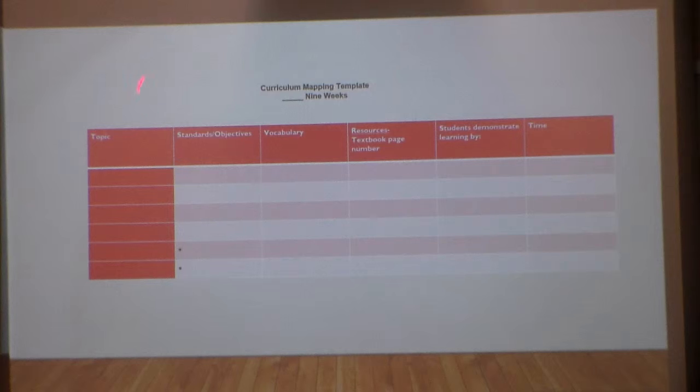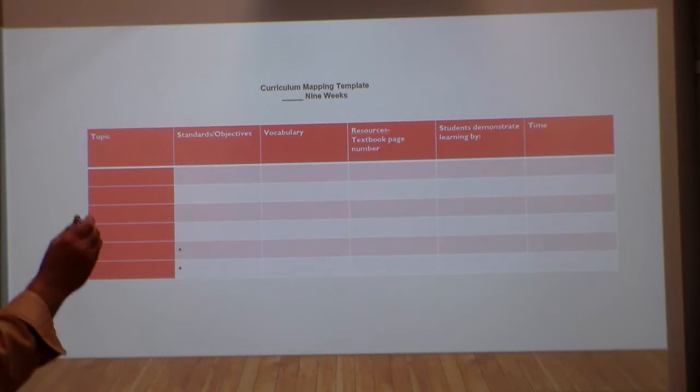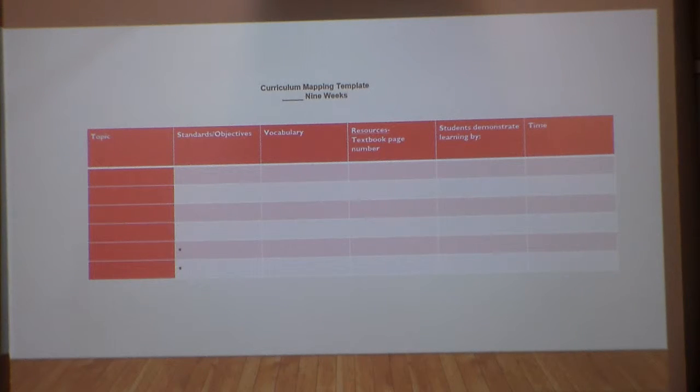So, slide 5. What they'll do is, through each 9 weeks, they will have their curriculum mapping. So let's say this is third 9 weeks, since we're really finishing that up. Their topic: what's their topic they're going to cover? What are the standards and the objectives that each lesson is going to cover? Is there any necessary vocabulary? What were their resources? Maybe their textbook page number. How did they get there? What did the students do? How did the students demonstrate their learning? And lastly, the time. How much time did it take for these things to occur?